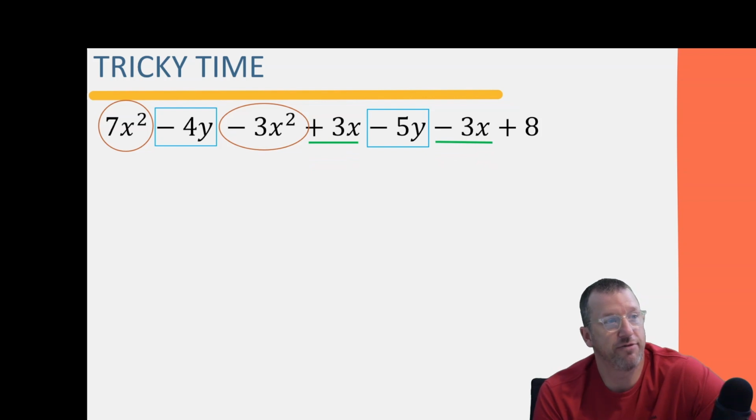And then look over here. We have terms that just have x. Those are different than x squared, so they can't be on the same team. So it just has x. And then finally, we have this lonely guy over here that has no variable attached to him. So we go through and we attach them.